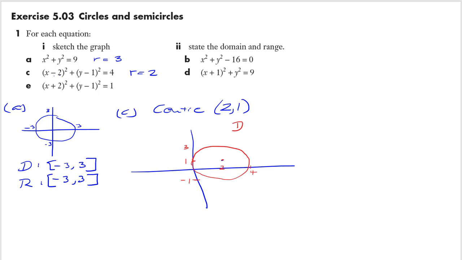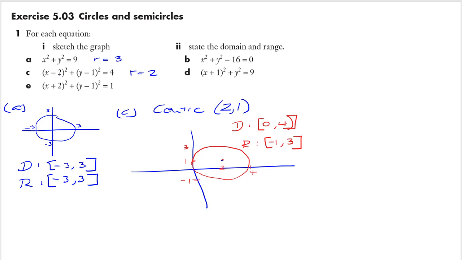So our domain and range for something not at the origin is a little bit more complicated, but if you go through that process, it shouldn't be too hard. So the domain is going to go from 0 to 4. And the range for that particular one goes from minus 1 up to 3.